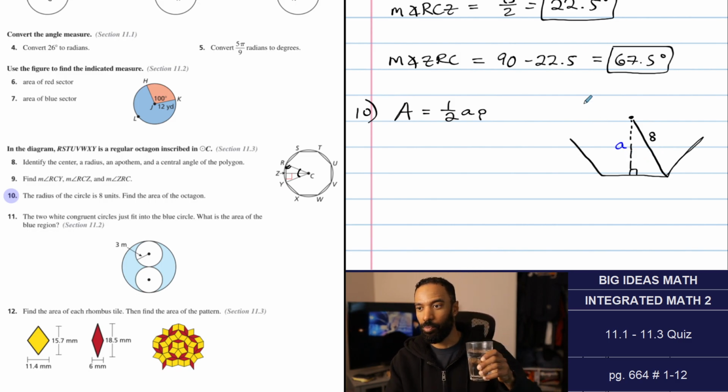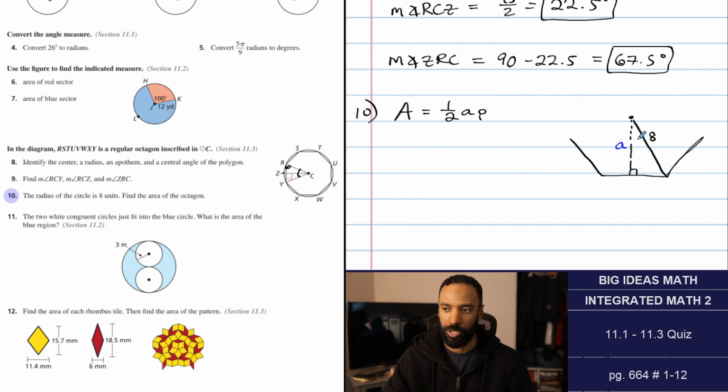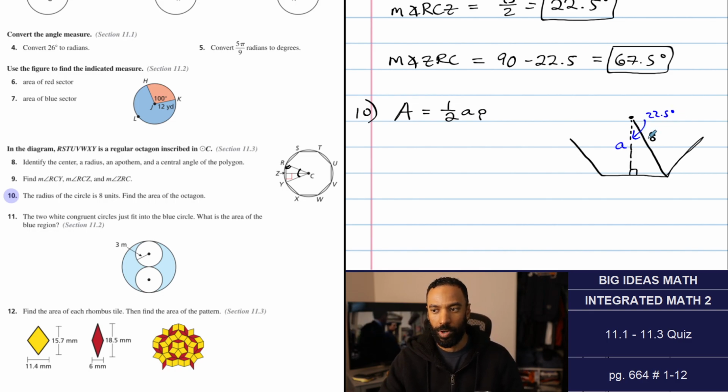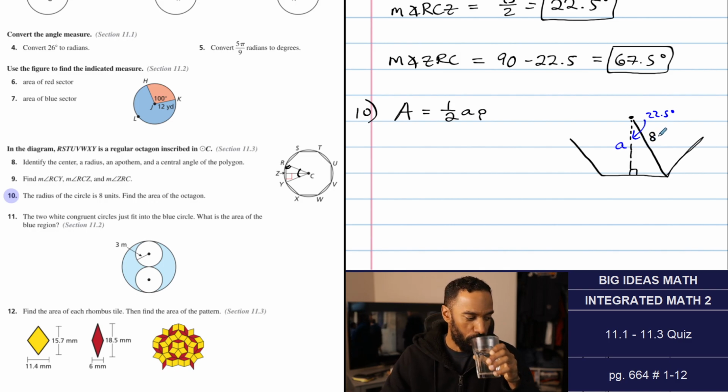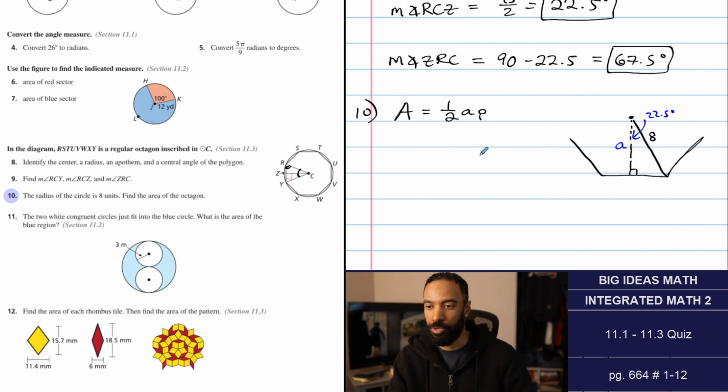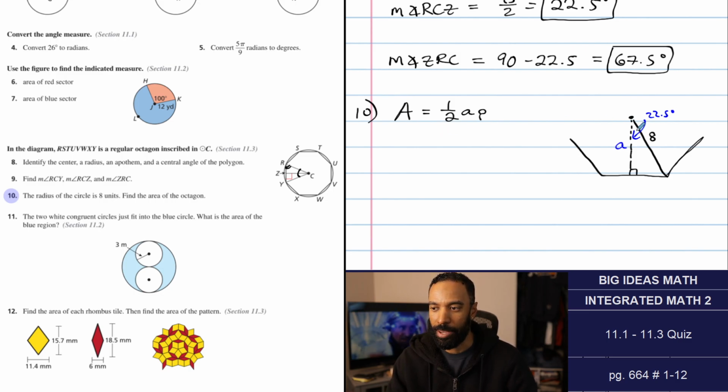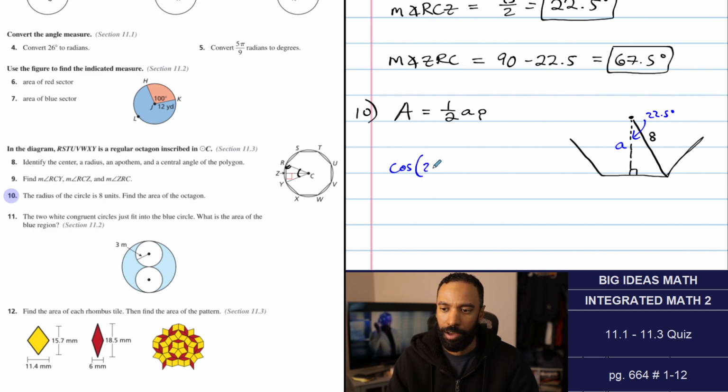In order for us to find it, we'll use that 22.5 degree angle measure that was here, 22.5 degrees, and we're going to use trig to find a. I'm not going to round the value yet. I'm going to round my final answer. So as far as trig-based information goes, the apothem is the adjacent leg to 22.5, and 8 is the hypotenuse. My setup would be the cosine of 22.5 degrees equals a over 8. Multiply both sides by 8. You get a equals 8 times cosine of 22.5.